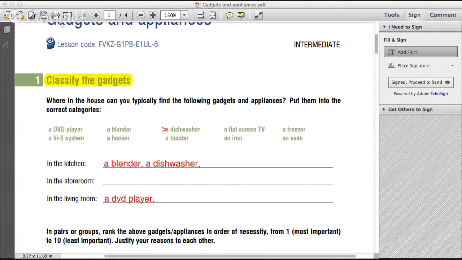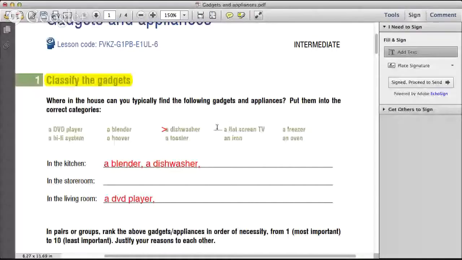Our next one, yes, please. A flat screen TV in the living room with a DVD player. Yeah, in the living room with the DVD player. Okay, flat screen TV. Okay, excellent.